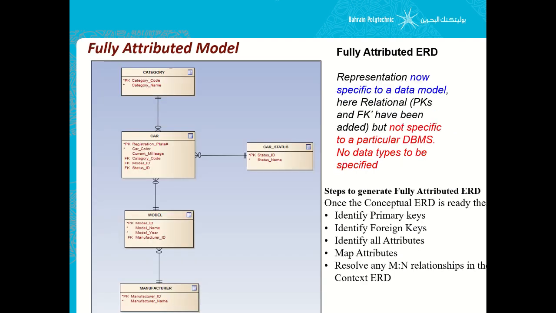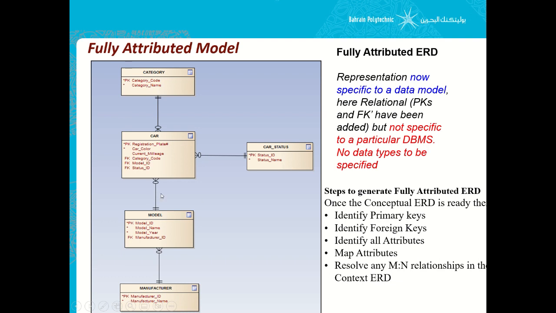Once we identify that, we will move on to the fully attributed model. In the fully attributed model, once the conceptualized ERD is done, we will be specific about the database model. Say I'm going to draw a relational model, so I'm very clear about it, and I need to also know about the keys associated with each and every attribute. Say I will add the attributes in the structure, and also I will add the foreign keys, the primary key, and everything.